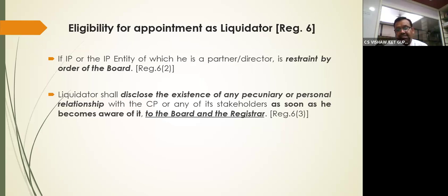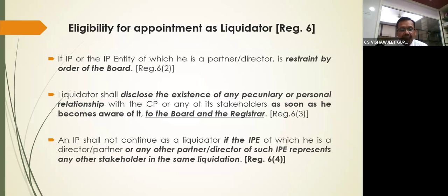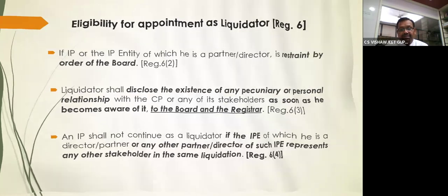The liquidator shall disclose the existence of any pecuniary or personal relationship with the CP or any of its stakeholders as soon as he becomes aware of it to the board and the registrar. So any time during the liquidation process, if he comes to know that he has a pecuniary or personal relationship, then that IP shall disclose it to the board and the registrar. The IP shall not continue as liquidator if the IPE of which he is a director or partner, or any other partner or director of such IPE, represents any other stakeholder in the same liquidation. That person cannot be appointed as liquidator.